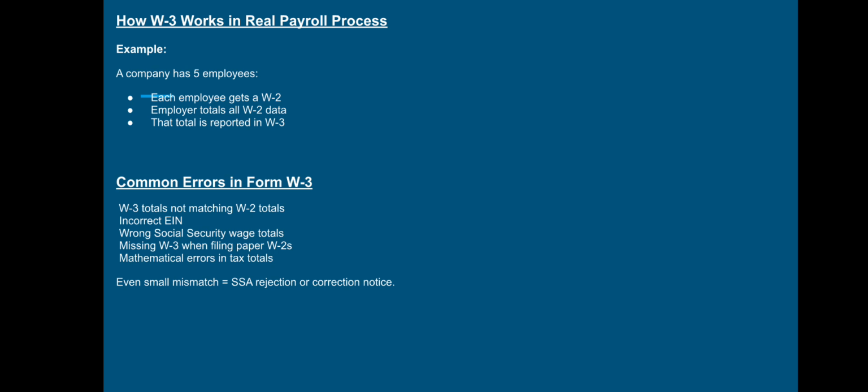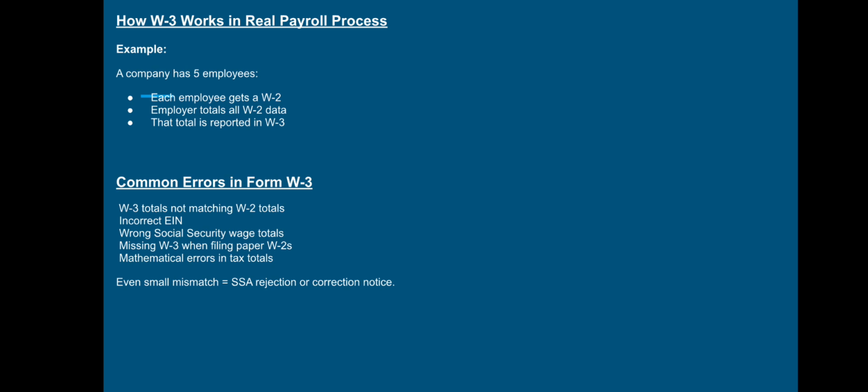How does W3 work in the real payroll process? For example, a company has 5 employees. Each employee gets a W2. The employer totals all W2 data. That total is reported in W3. So in simple words, W3 is the consolidated report of all employees' W2 forms.